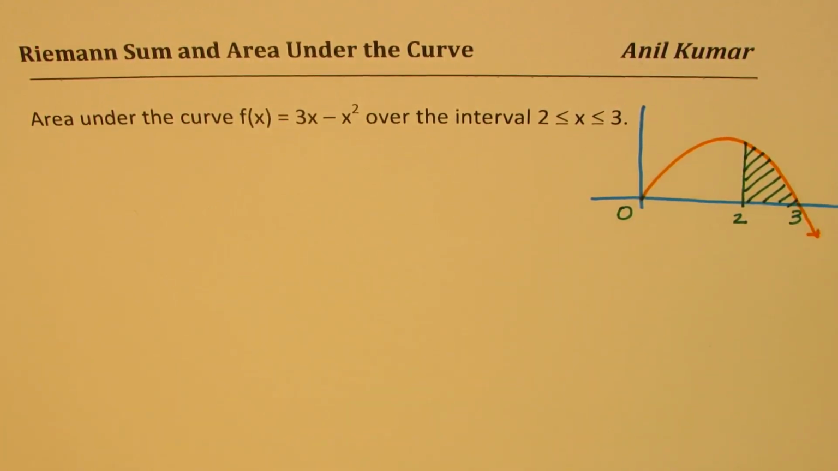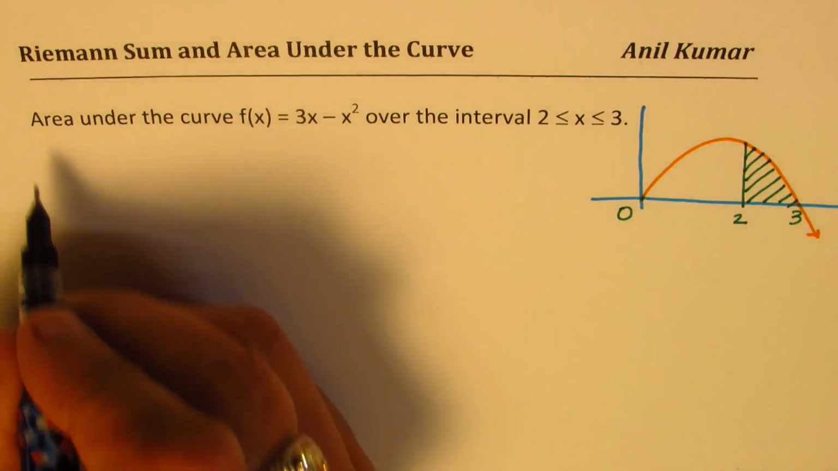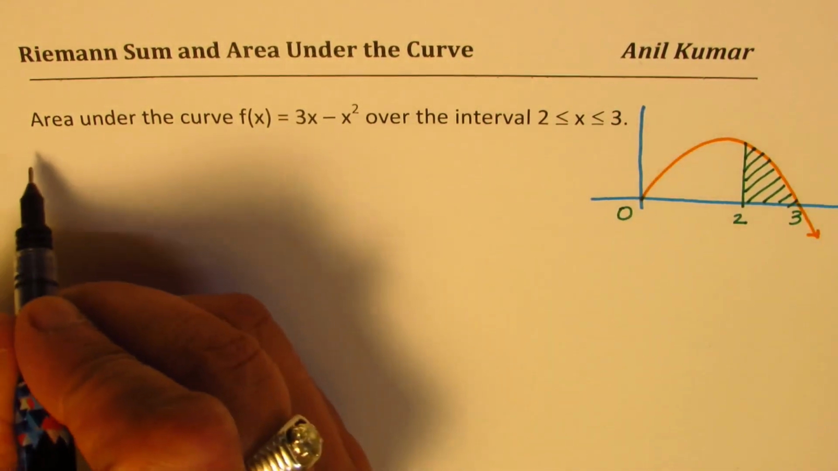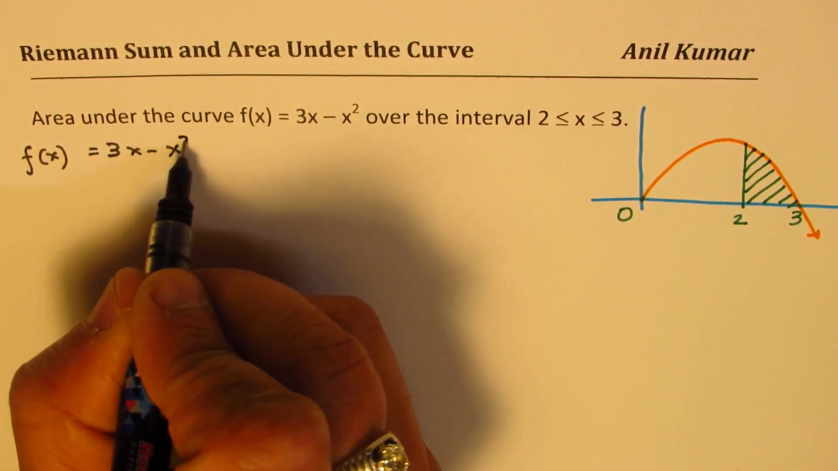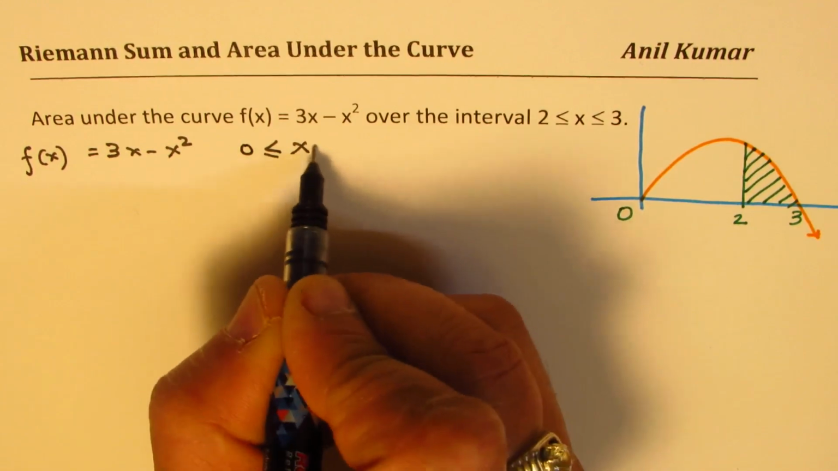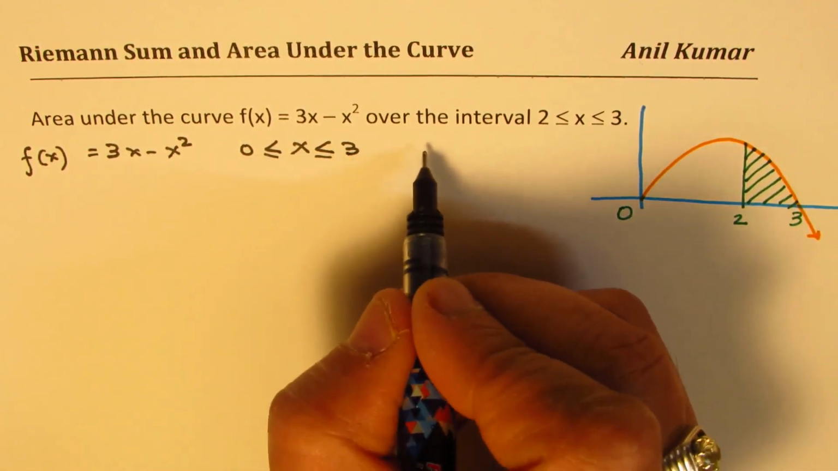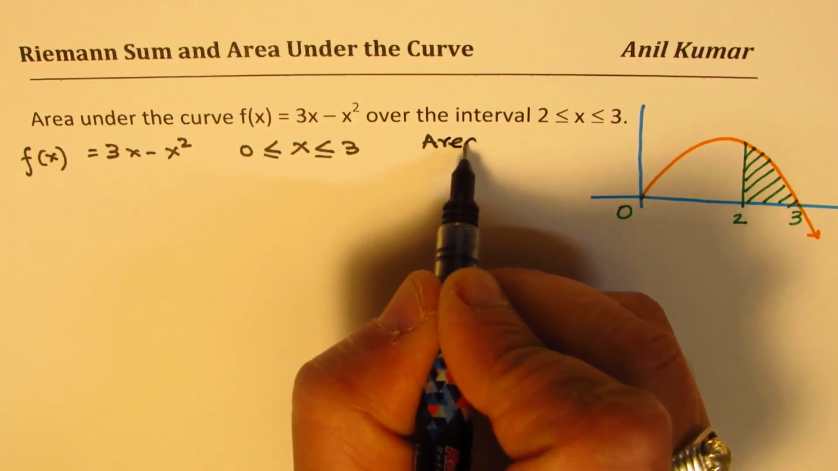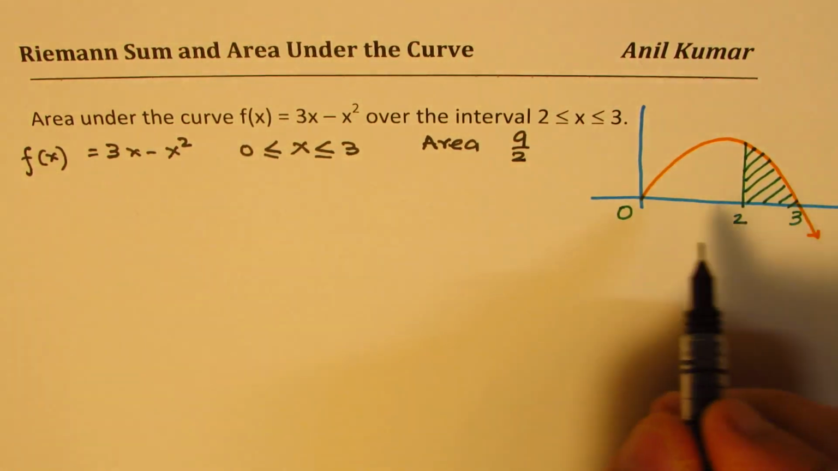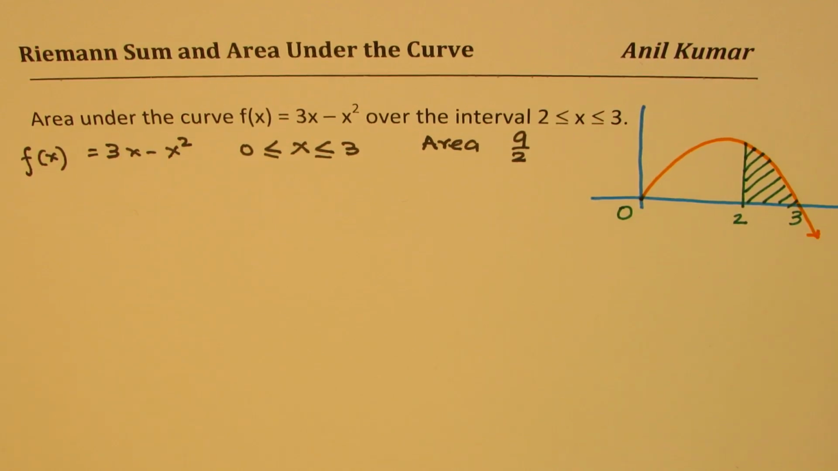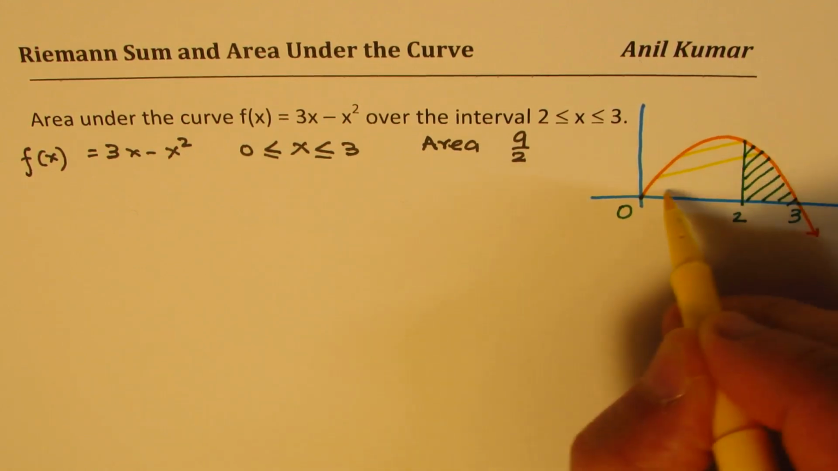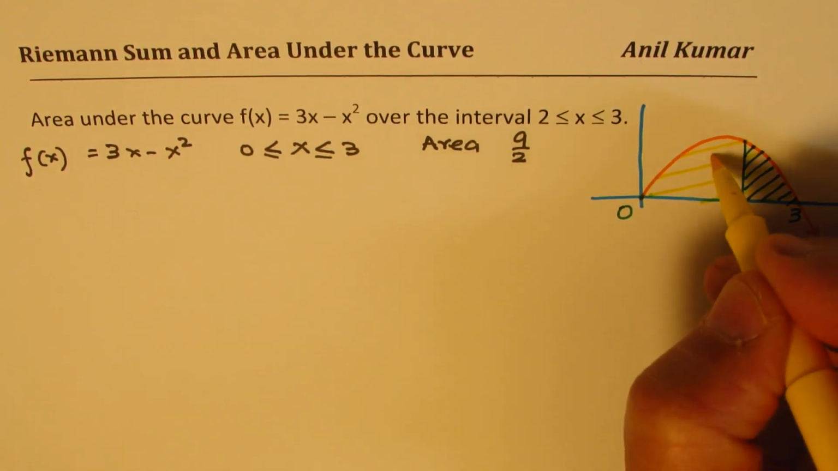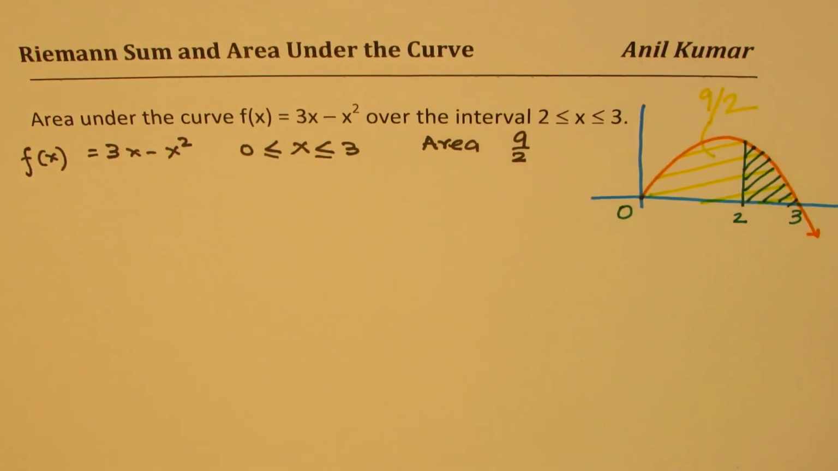Correct? So in the previous part of our video, we have already seen that for this particular function, 3x minus x squared, the area under the curve when x is from 0 to 3 was 9 by 2. So from here to here, we found that the area was 9 by 2, right? So we know what this area is. This area was calculated as 9 by 2.